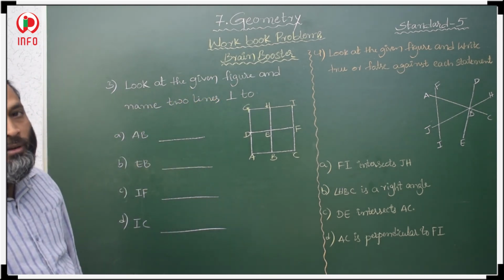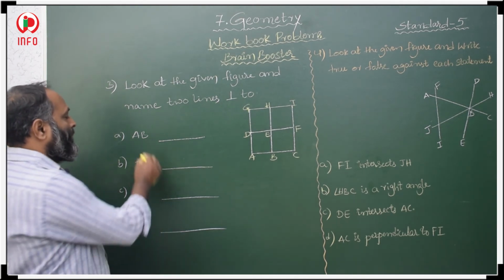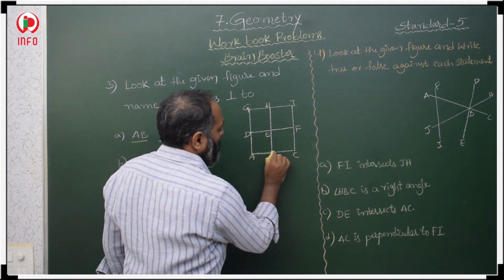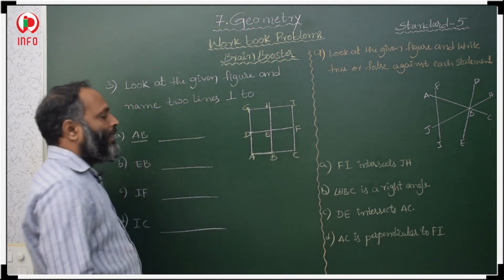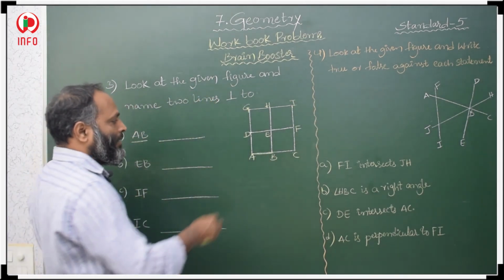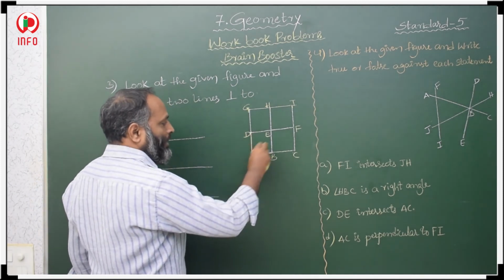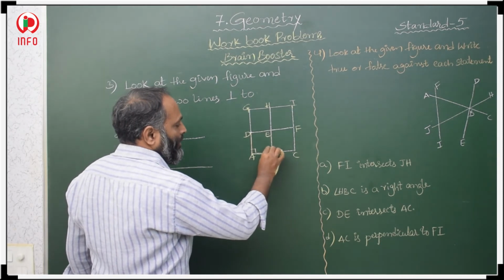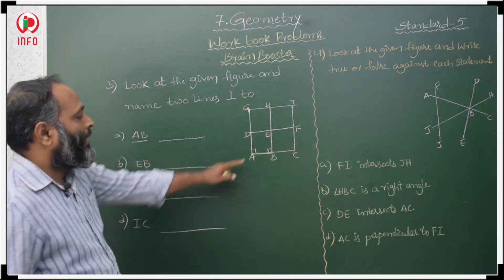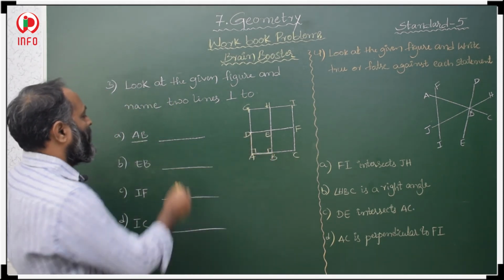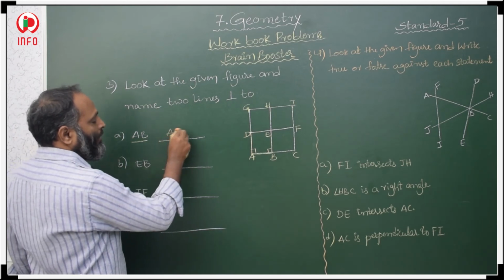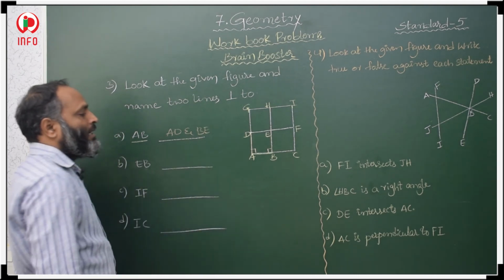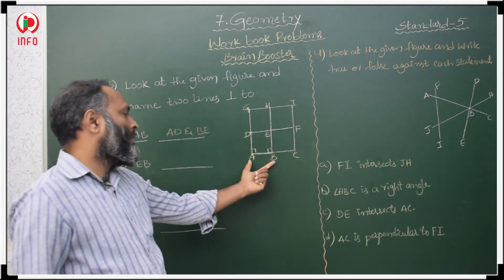Okay. Now, students, next in the third, look at the given figure and name two perpendicular lines. Two perpendicular lines we have to write. First, AB. Where is AB? This is the AB line segment. The perpendicular lines to AB are AD and EB. These two lines, AD and BE, are perpendicular to this AB.